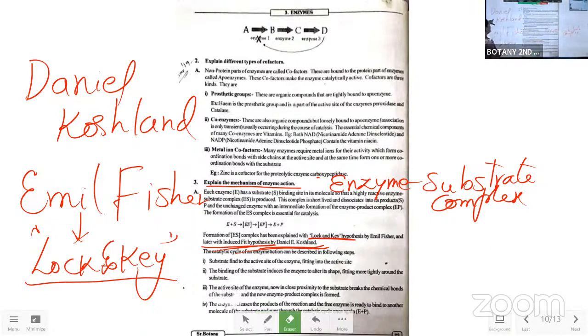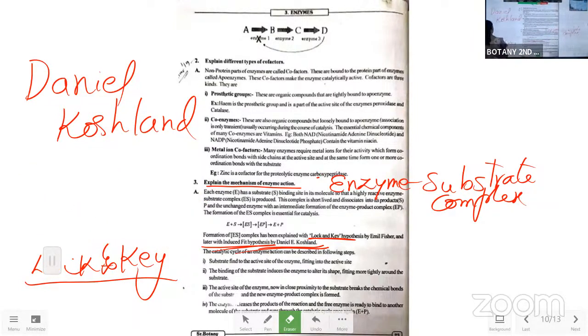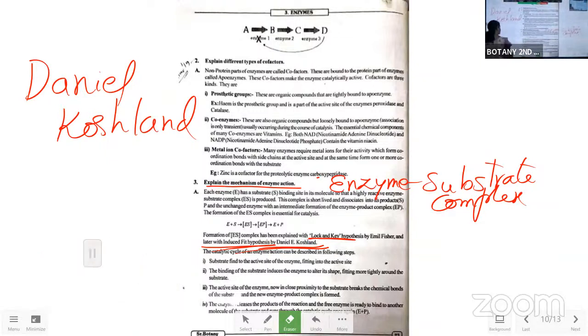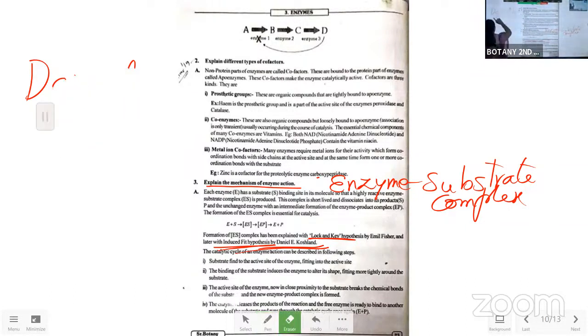Whereas Daniel Koshland has given the induced fit theory. According to this, a specific enzyme can fix towards the specific substrate, but here the enzyme will not have a specific shape. According to the substrate, it changes its shape to hold, otherwise fix, the substrate in it to make the product. That is the induced fit theory. So everything we need to write and conclude: the reactions, how the enzyme will be fixing itself with the substrate and the intermediate compound. Everything we have to write in sentences.